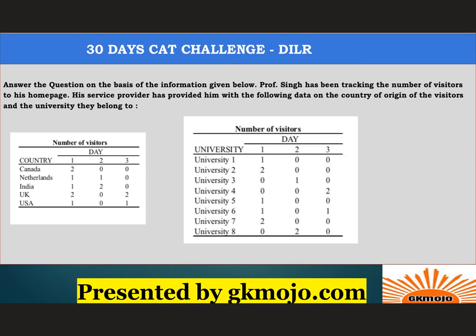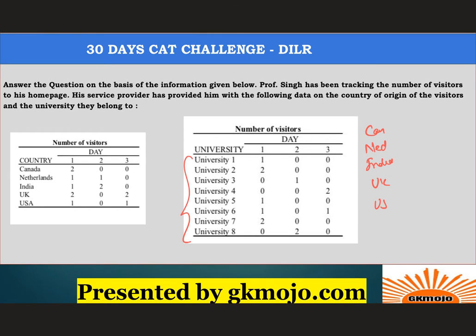Professor Singh has been tracking the number of visitors to his homepage. His service provider has provided him with the following data on the country of origin of the visitors and the university they belong to. The countries are over here: Canada, Netherlands, India, UK and US. 5 countries are there, and there are 8 universities.